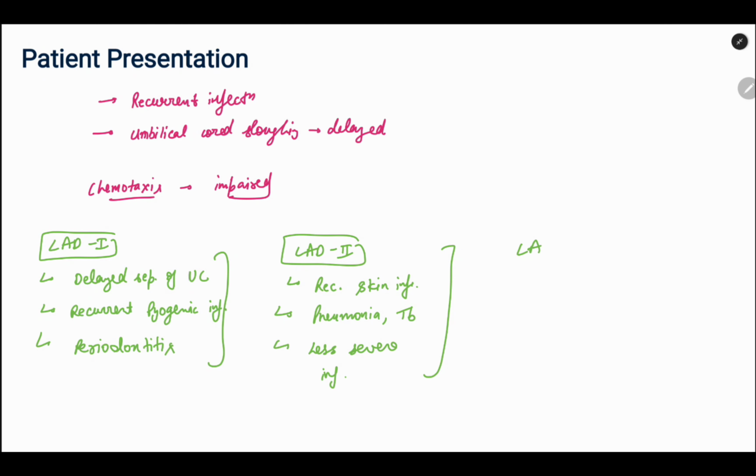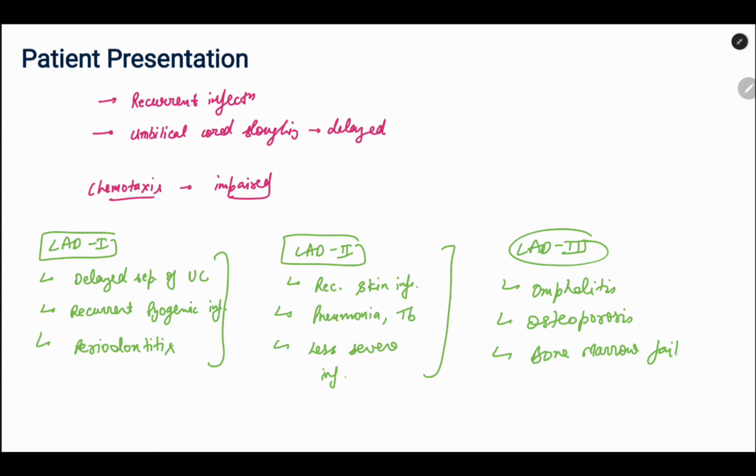Now talking about LAD 3. In LAD 3, the histories can be of omphalitis, osteoporosis. There is bone marrow failure or depression of the function of the bone marrow, and also some bleeding complications are found in LAD 3. So this was the patient presentation part of leukocyte adhesion defect.